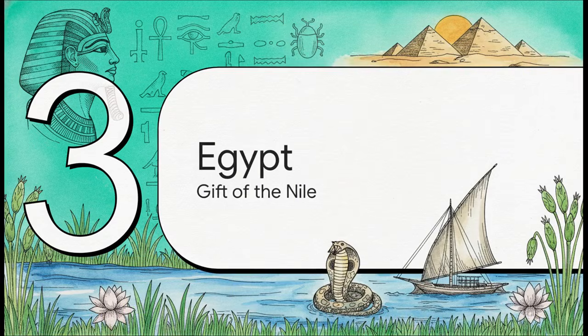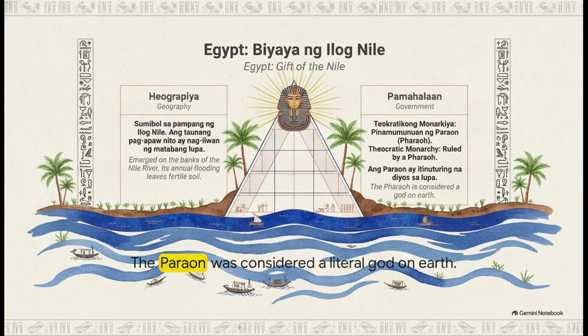Section 3. Egypt, Gift of the Nile. Crossing over to the deserts of North Africa, we see Egypt sprouting directly on the banks of the Ilug Nile, the Nile River. Its annual flooding was an absolute lifeline, leaving behind that crucial fertile soil. But let's talk about their government structure for a second. It operated under a theocratic monarchy ruled by a Pharaon. That's your test keyword for pharaoh. A Pharaon wasn't just a king, guys. They were considered a literal god walking on earth.